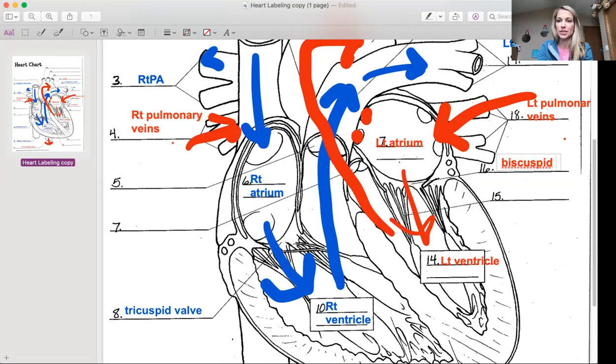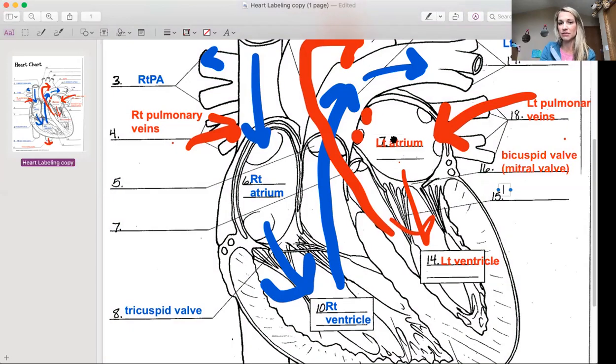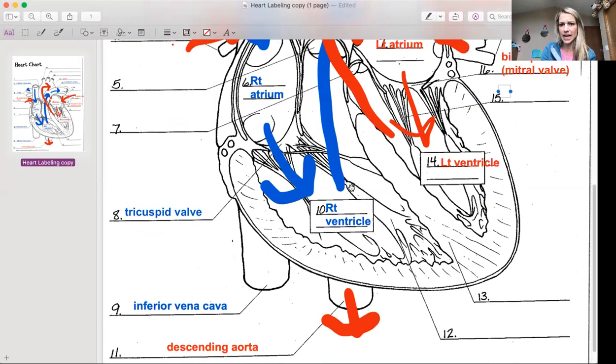So the tricuspid valve, tri means three. It has three parts to it. The bicuspid valve has two parts to it. You may also hear this called the mitral valve. That is a common term for this valve also. Okay, so bicuspid or mitral means this valve on the left side of the heart. All right. Something else that I want to point out here.